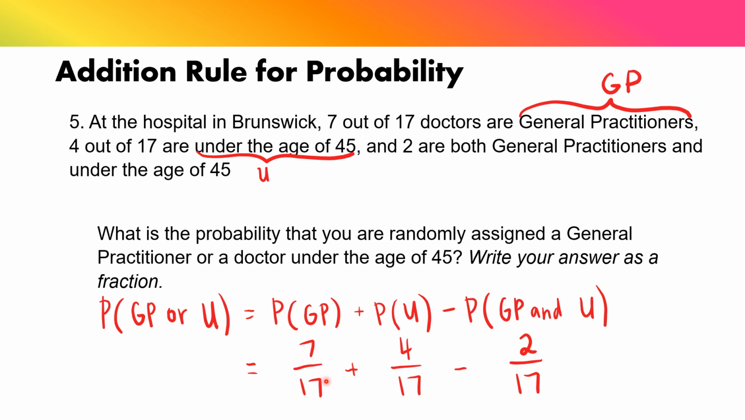All right, so when you have the same denominator, it's really easy to work with fractions. You just do the operations to the numerator and you keep the denominator the same. All right, so 7 plus 4 is 11, minus 2 is 9. So do the operation to the numerator, denominator is going to stay the same. So that's going to be 9 out of 17. So you have a 9 out of 17 chance of getting a doctor who is a general practitioner or under the age of 45.